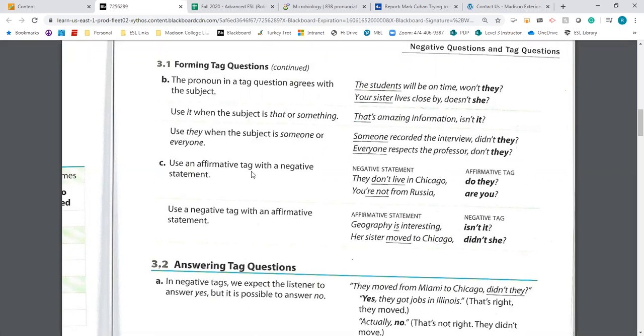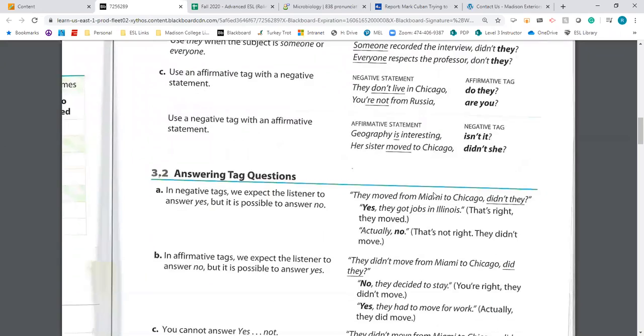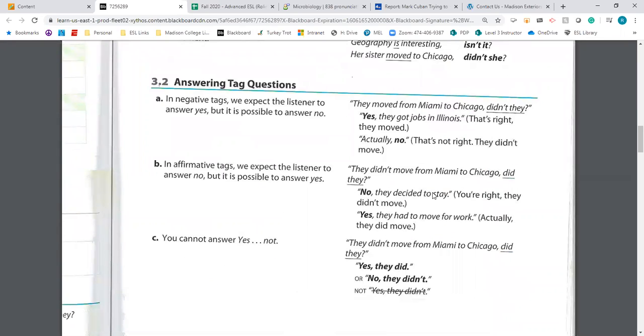An affirmative tag question is used with a negative statement. So here's my negative statement. They don't live in Chicago, do they? My tag is affirmative. You're not from Russia, are you? So negative statement, affirmative tag, and then the opposite is true.